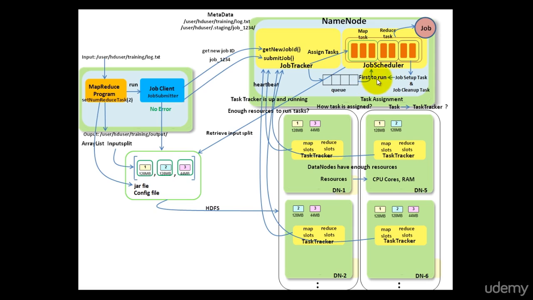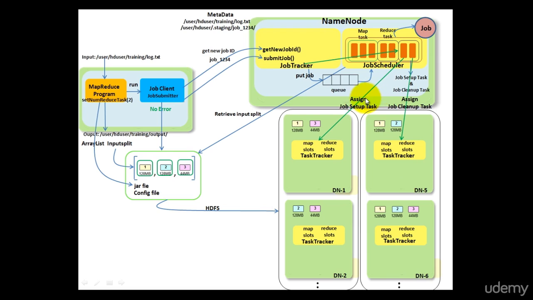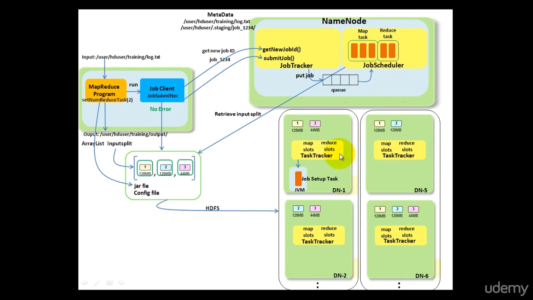The job setup task is run first. It is run before any other map task is run. The job cleanup task is run last. Let us assume that the job setup task is assigned to the task tracker running on data node 1 and the job cleanup task is assigned to the task tracker running on data node 5. Now the task tracker on data node 1 runs the job setup task. The responsibility of this task is to create the final output directory that we have specified in our MapReduce program. It also creates a temporary working space for this job.